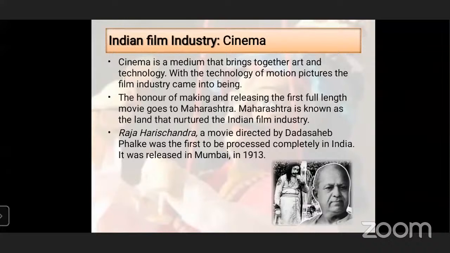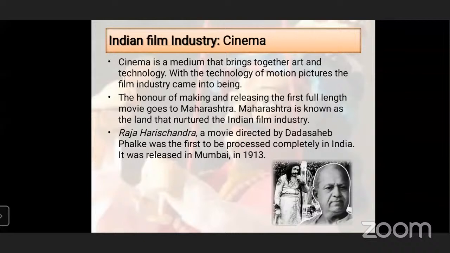So slowly, which type of movie came into being first? It was the mythological and the historical movie. Here on the slide, on the left hand side, you can see a small image from the movie Raja Harishchandra, the person with the mustache, the Raja Harishchandra. On the right hand side is the image of Dada Saheb Phalke.